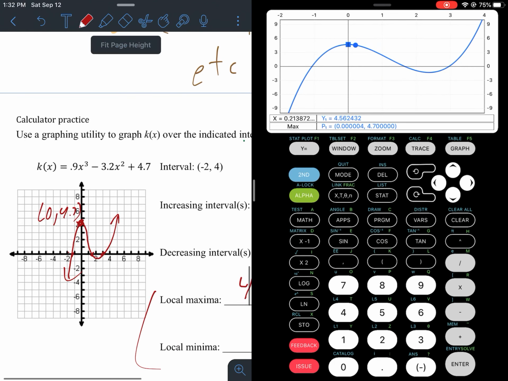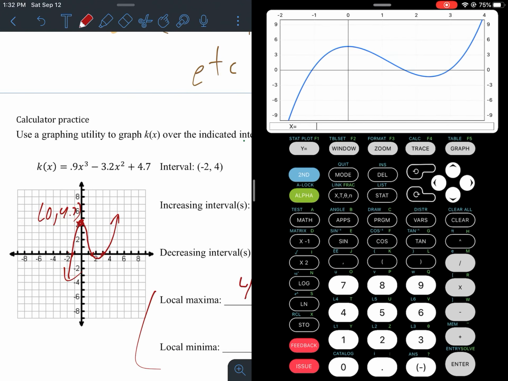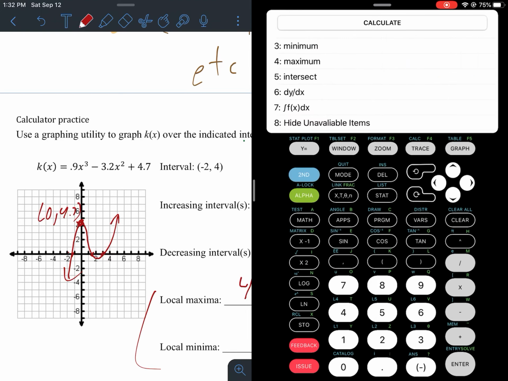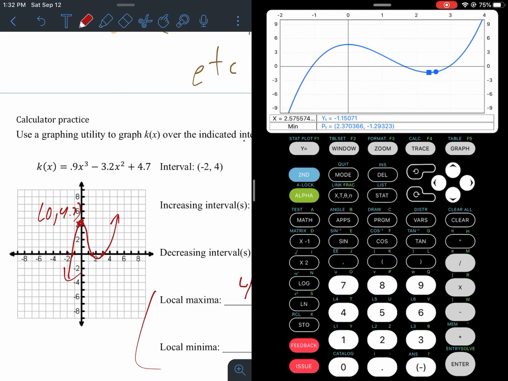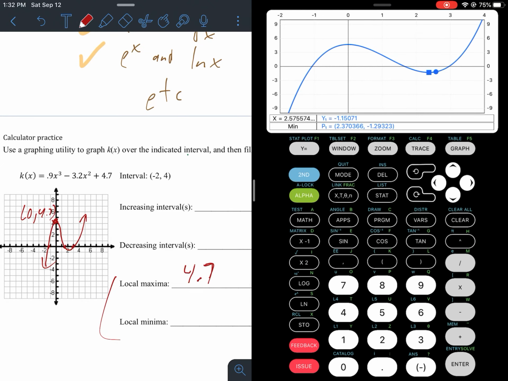All right, let's find the minimum now. So second, calculate, and number 3 is minimum. Scroll just to the left of that minimum, hit enter. Just to the right of that minimum, hit enter. And again, you might have to hit enter one more time for a guess. But my calculator is telling me 2.370, comma, negative 1.293. So my local minimum is negative 1.293.